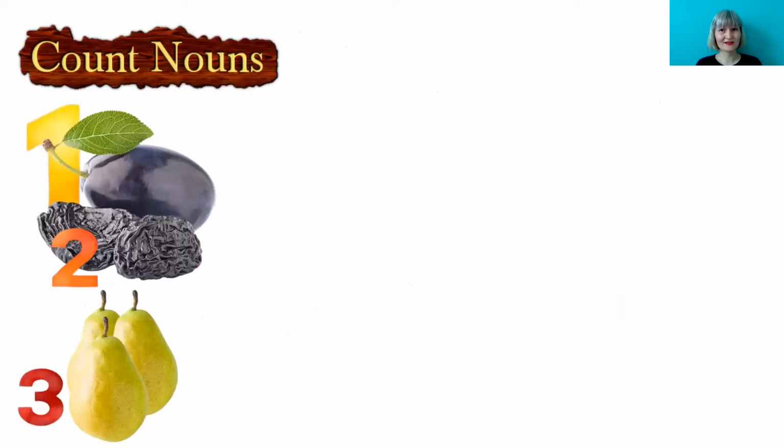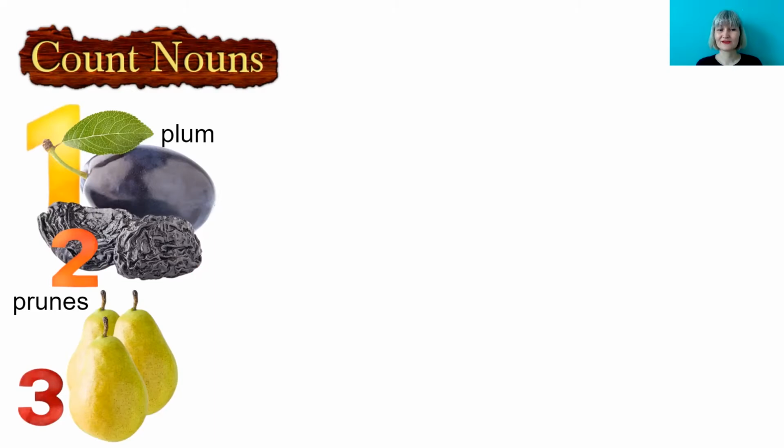So these nouns are count nouns. Это существительные, которые мы можем посчитать. Давайте их и посчитаем. И заодно выучим названия некоторых фруктов или еды. So number 1 is, we have one actually. 1 plum. 2. Do you remember from the last class? Из прошлого урока. 2 prunes.